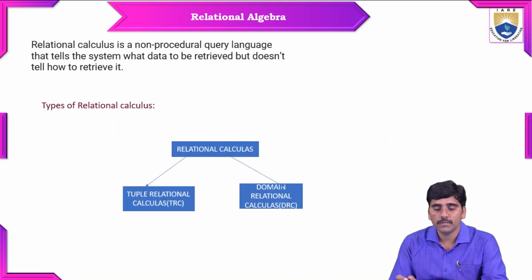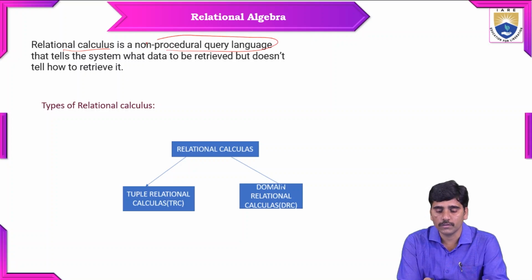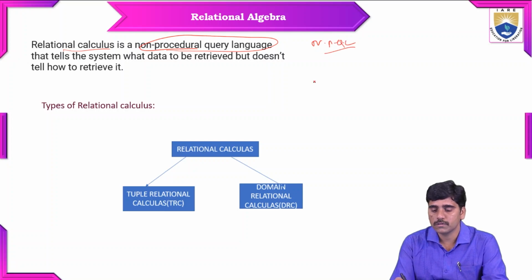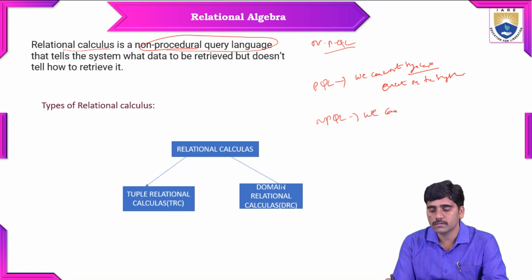From this, what is meant by relational calculus? Relational calculus is a non-procedural query language. In a procedural query language, we can write the syntax as well as execute it on the system. But in a non-procedural query language, we can write the syntax but it is not executed on the system.